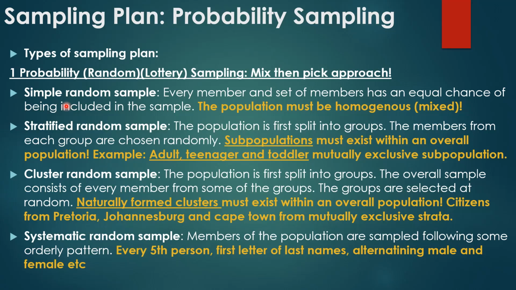Then now we come to the stratified sample. Stratified sampling means that the population is split into groups. Subpopulations must exist within an overall population. So you split the population into groups like toddlers, teenagers, male and female. These are groups that already exist, but we are just partitioning the population based on particular characteristics. That's why you call it a stratified random sample.